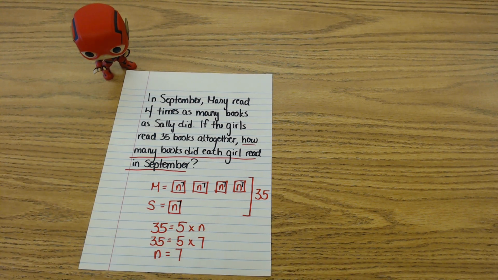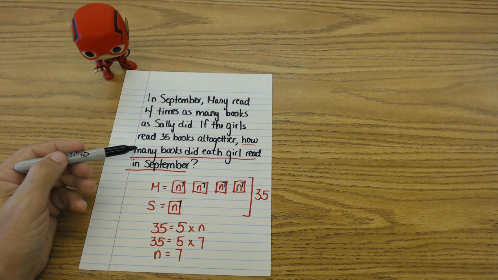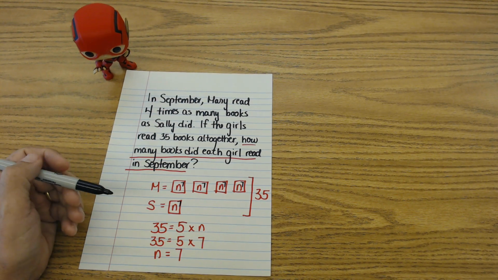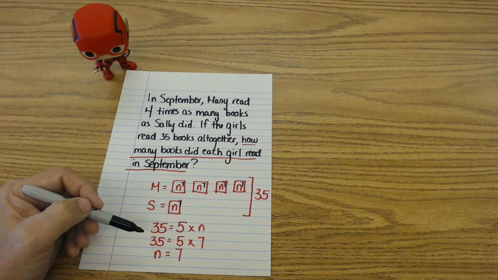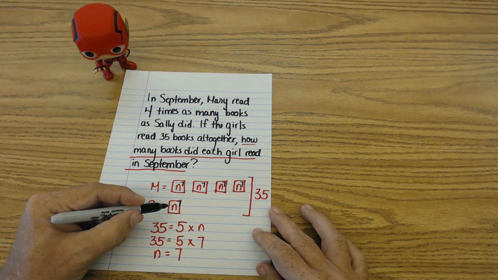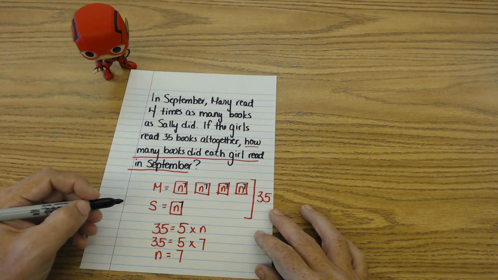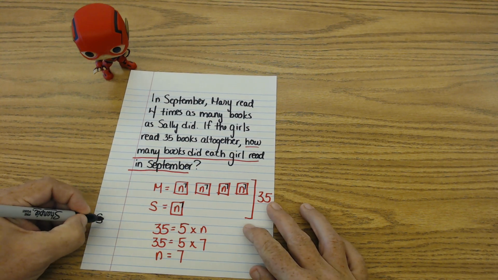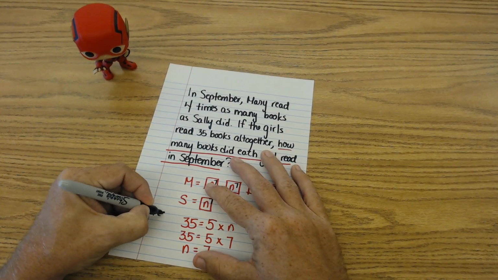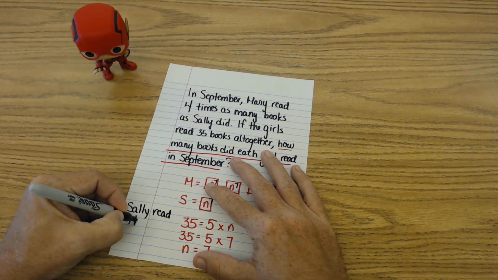Now, we're not done answering the problem right now because we don't have an answer to how many books did each girl read in September, but we're getting close. We had to solve this first. Clearly, Sally is easy to determine. She read 7 books. Sally read 7 books.